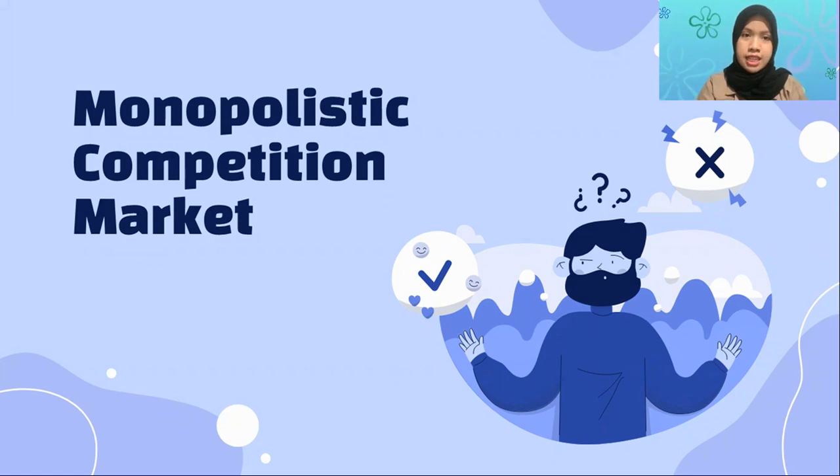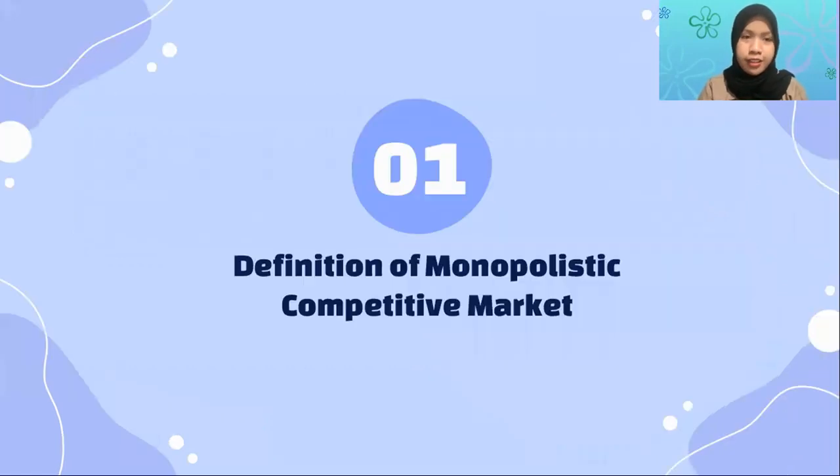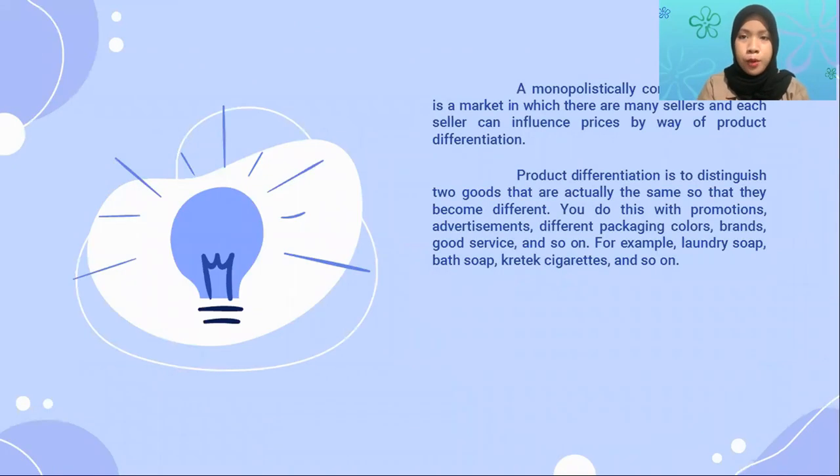And the second topic is the monopolistic competition market. Definition of a monopolistic competitive market: a monopolistically competitive market is a market in which there are many sellers and each seller can influence prices by way of product differentiation. Product differentiation is to distinguish two goods that are actually the same so that they become different. We do this with promotion, advertisement, different packaging colors, brands, good service, and so on.